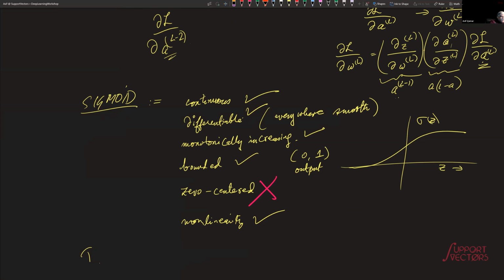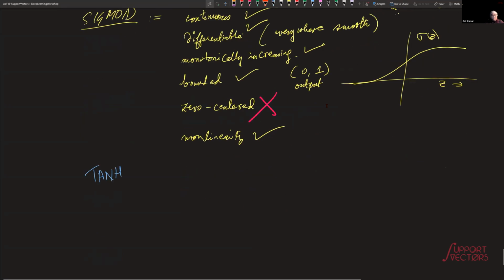Should I use a different color? Might as well. Let me go over to blue. There's another function, tanh. The tanh is interesting. I'm just taking you through the historical evolution of these ideas.